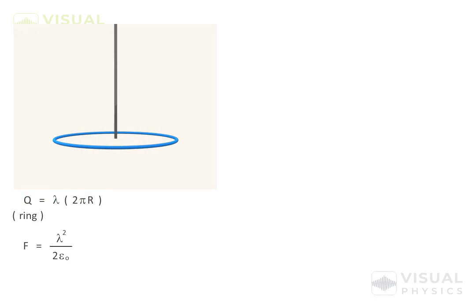Note that we could also consider the force exerted by the rod on a small section of ring. Field due to rod at this point will be equal to this term. For various sections of ring, these components will cancel out each other, and these components will add up to produce a net field equal to this term in this direction. So the net force will be equal to this term.